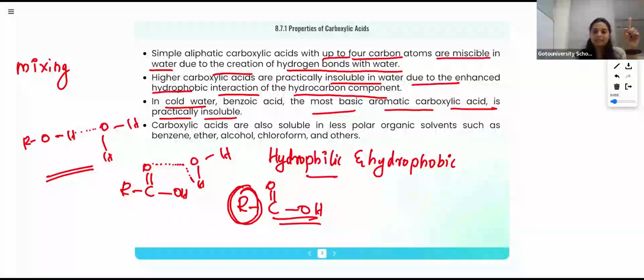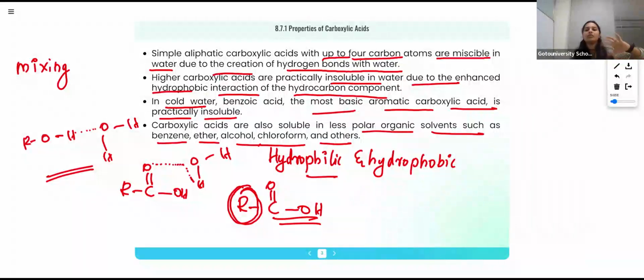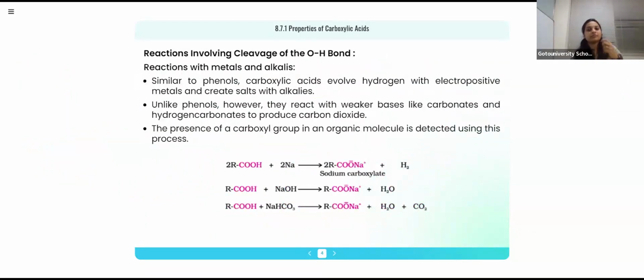Okay, memorize. Carboxylic acids are also soluble in less polar organic solvents such as benzene, ether, alcohol, chloroform, and others. Not only in water, they are soluble in less polar organic solvents. Not all less polar organic solvents, but some, like benzene, ether, alcohol, chloroform and like that. Got it? Yes. So that is the physical properties of carboxylic acid.